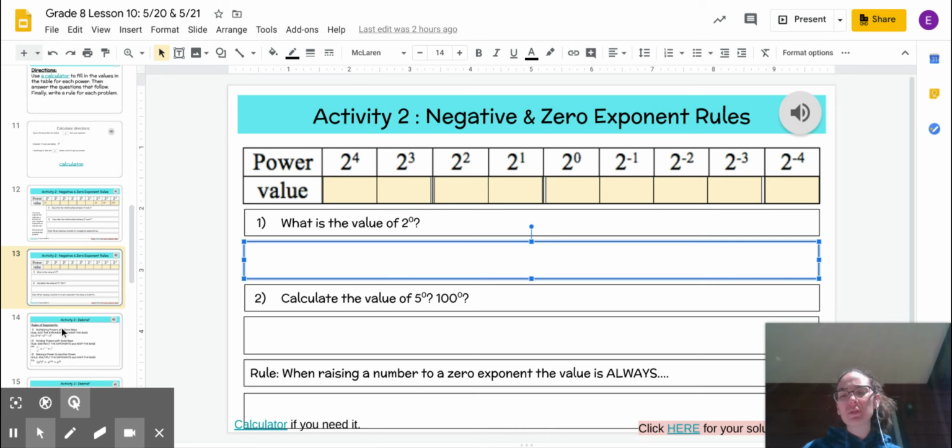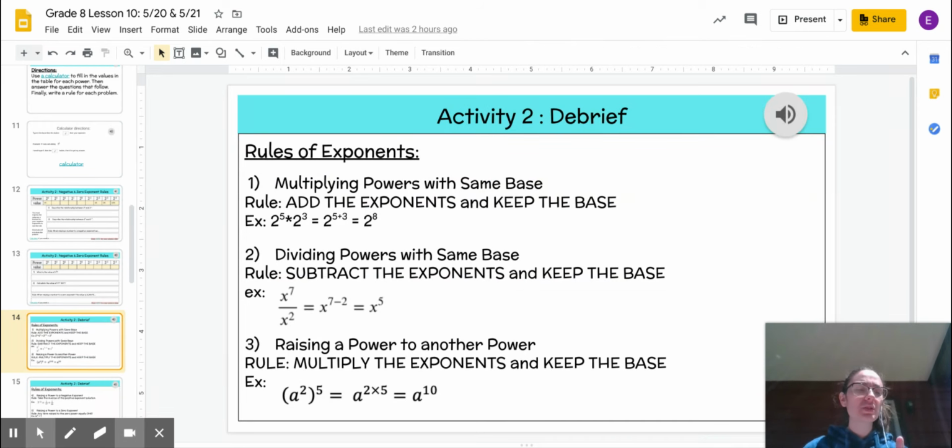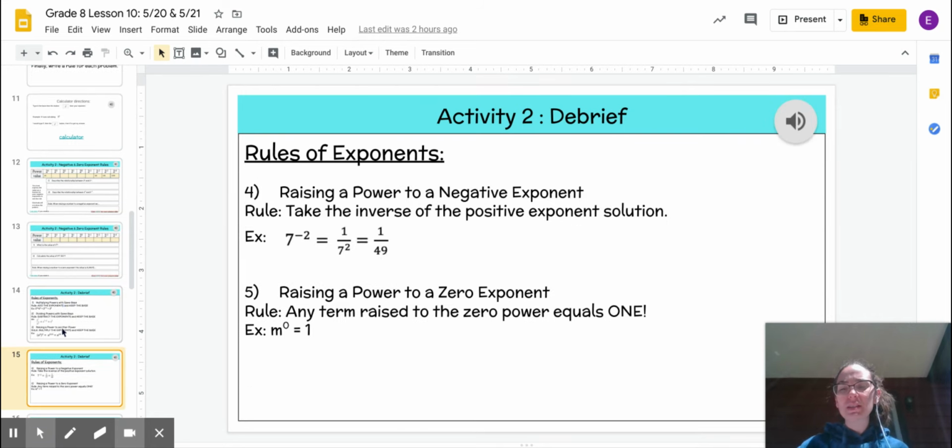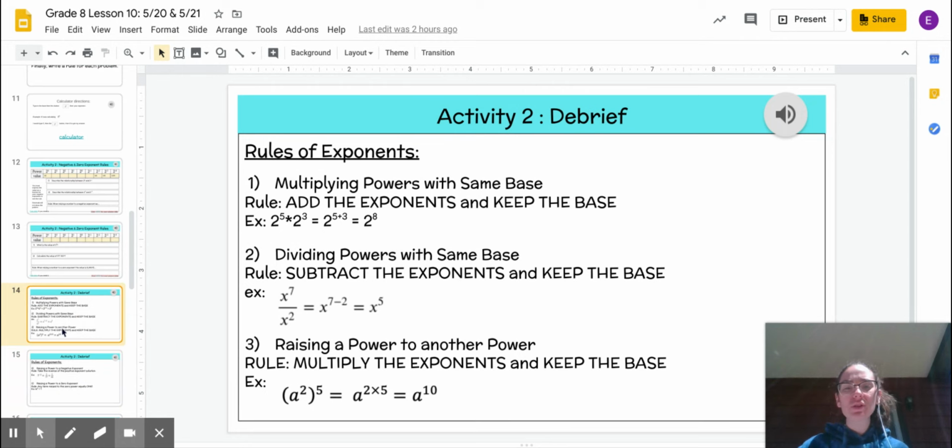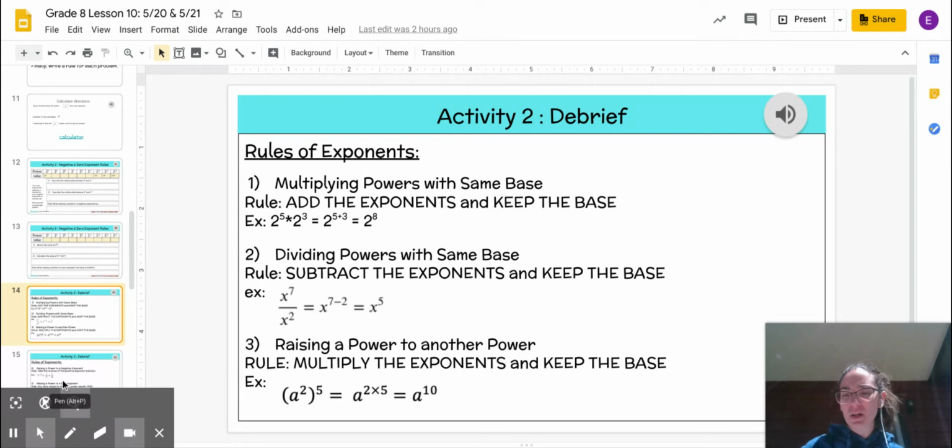Okay, now we come to 14 and 15. These are the 2 most important slides in this whole presentation. We have the rules that you learned on all of these slides that came ahead of us. So first, multiplying powers with the same base, you add your exponent numbers. When you're dividing, you subtract your exponent numbers. When you're multiplying a power times a power, you multiply those 2 exponent numbers.